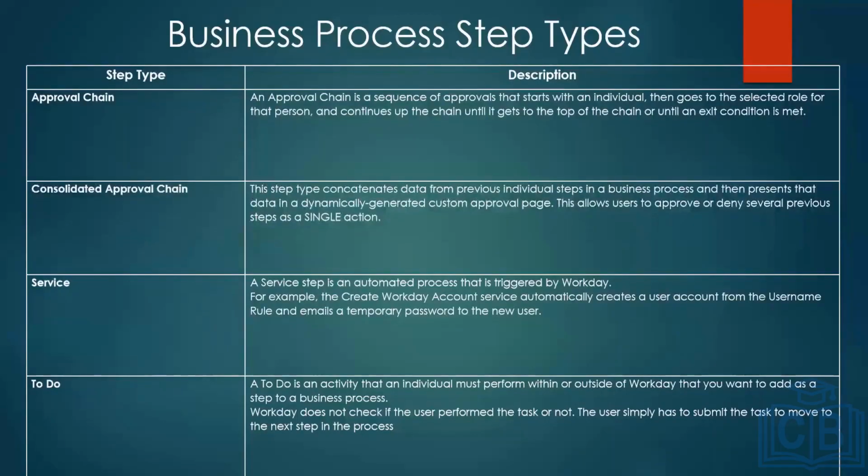Now comes the consolidated approval chain. For example, in your business process, you have assigned the manager to 3 steps. The manager needs to do the approval, needs to be involved in the approval chain, and also needs to be in the proposed compensation change. That is 3 steps that need to be taken care of by the manager. So in that case, we can configure the consolidated approval chain.